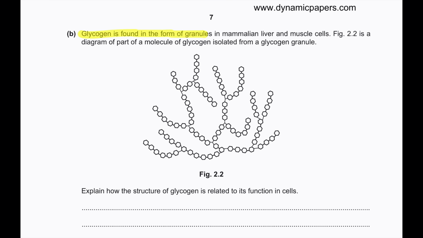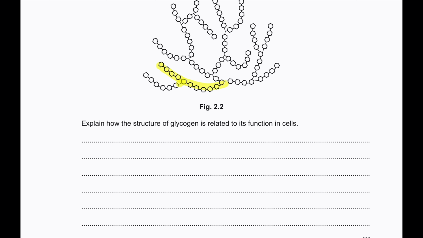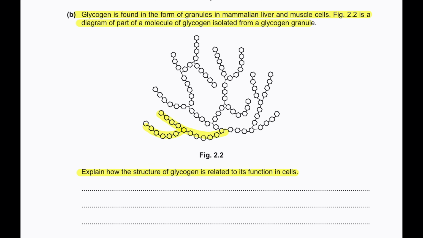Glycogen is found in the form of granules in mammalian liver and muscle cells. Figure 2.2 is a diagram of a part of a molecule of glycogen isolated from a glycogen granule. So we can see glycogen that is isolated from a glycogen granule and a small part is shown. Explain how the structure of glycogen is related to its function in cells. Now, a few things that we need to notice is highly branched. So highly branched means it will be easily broken down in hydrolysis, where it will produce many ends.